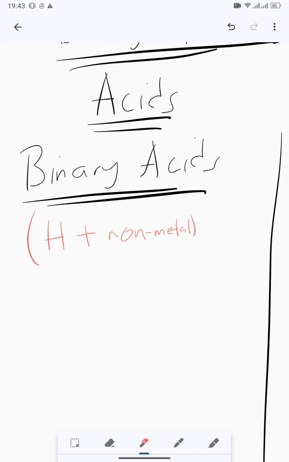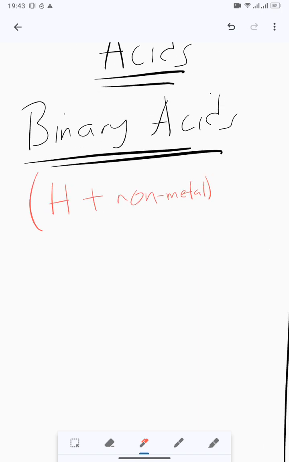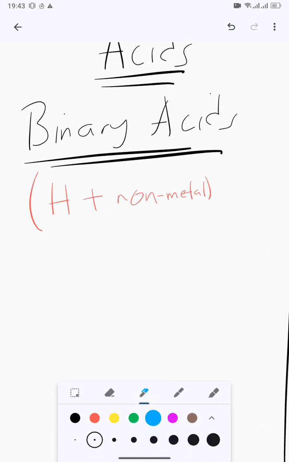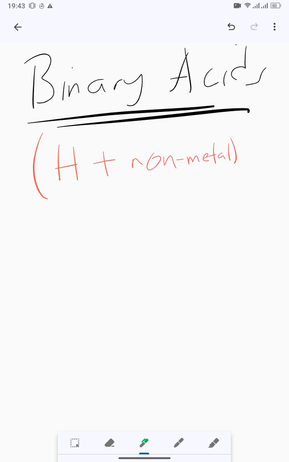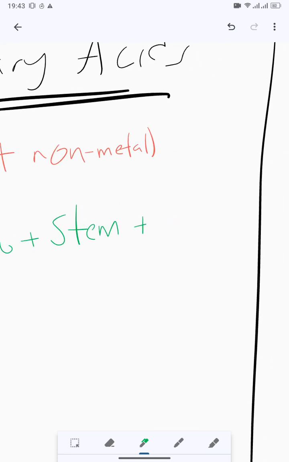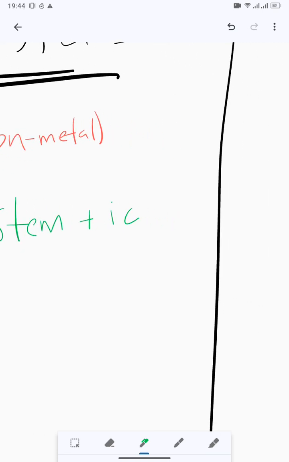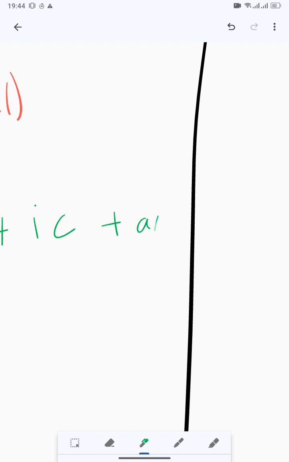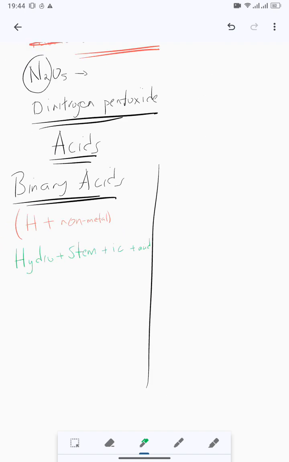So this is how we will say. Now we name a binary acid following this. We start by hydro because of that H, and then you add the stem of whatever non-metal is there, and then you plus ic, and then plus acid at the end. So this one also you should keep it in your head or in your short notes. So this is how to name a binary acid. It's hydro, then the stem of the non-metal, then ic plus acid.